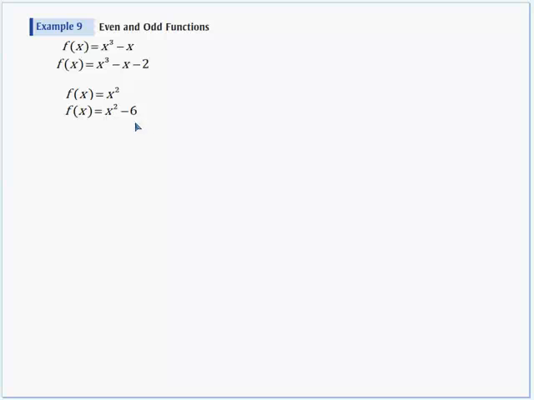Notice now we have the same x squared, but now it's a minus 6. When we did the first one, this one was odd. And when we tacked on the constant, this was neither. N-E-I-T-H-E-R. So if you have an odd function and you tack on just a constant, it is going to mess up the symmetry. Let's see if a constant messes up the symmetry here on an even function.